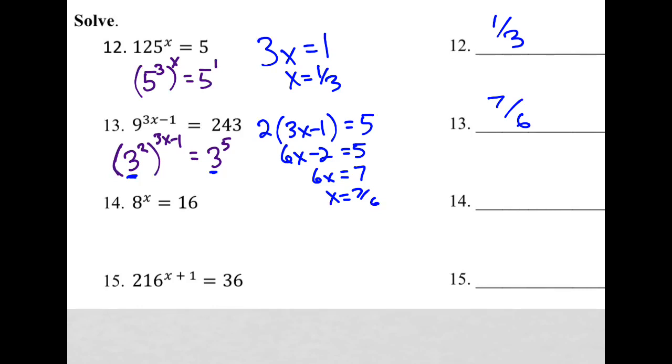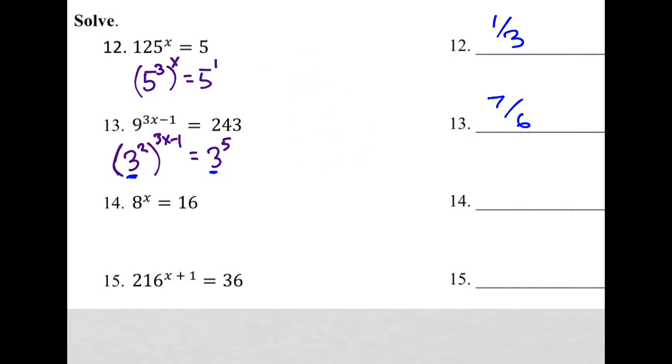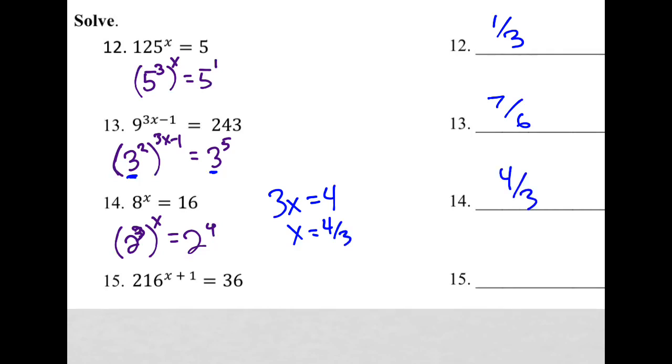So 14, again, we're trying to get the same base. And so in getting the same base, it doesn't look like 8 would work. But we've played with this enough. Now that we know that 8 can also be written as 2 cubed. Okay, so it's going to be 2 cubed raised to the x power. 16 is 2 to the 4th. Bases are the same. So the exponents give us the equation. 3 times x equals 4. So x equals 4/3. Okay.